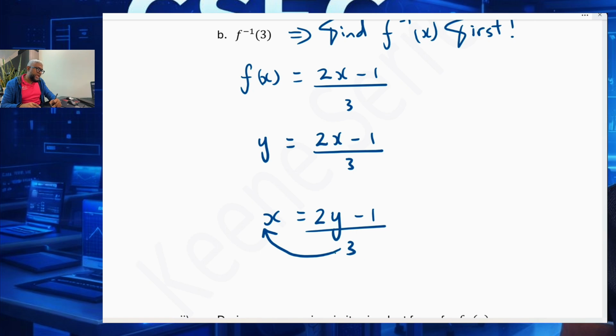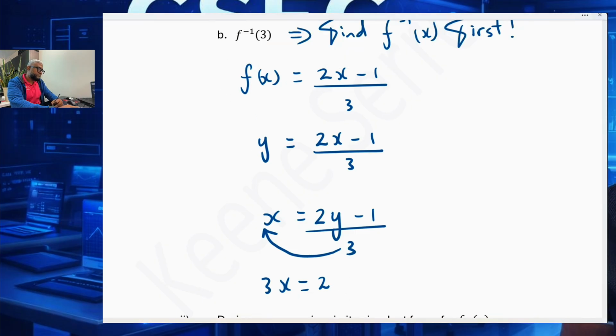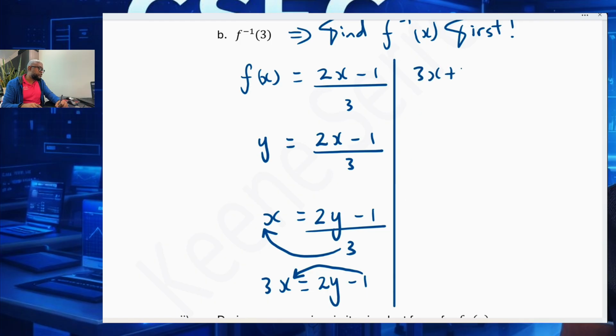So this will be 3x is equal to 2y minus 1. What is the next thing I'm moving? That 2 is locked onto the y, you can't move that. You have to move the 1 next. When I carry 1 here, I add it. So this will be 3x plus 1 is equal to 2y.